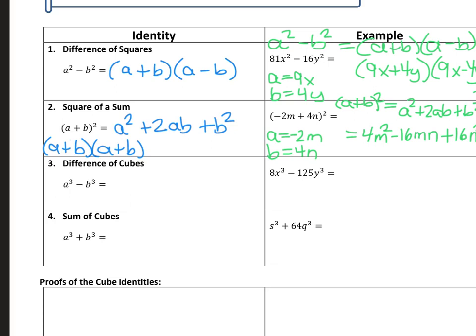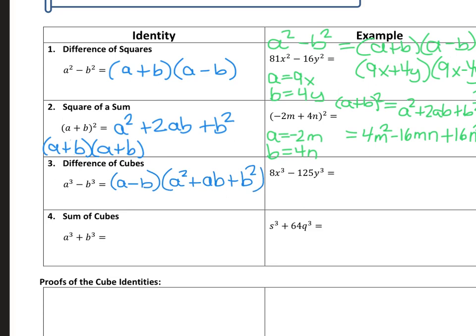And I'm going to actually prove these identities for you, but we can factor a cubed minus b cubed into a minus b, a binomial, times a squared plus ab plus b squared. All right, let's see how this is used.